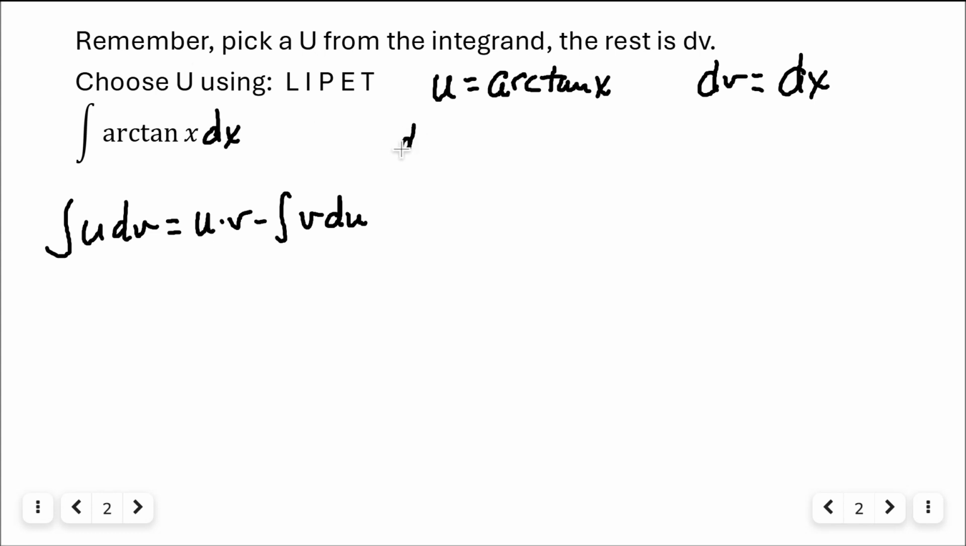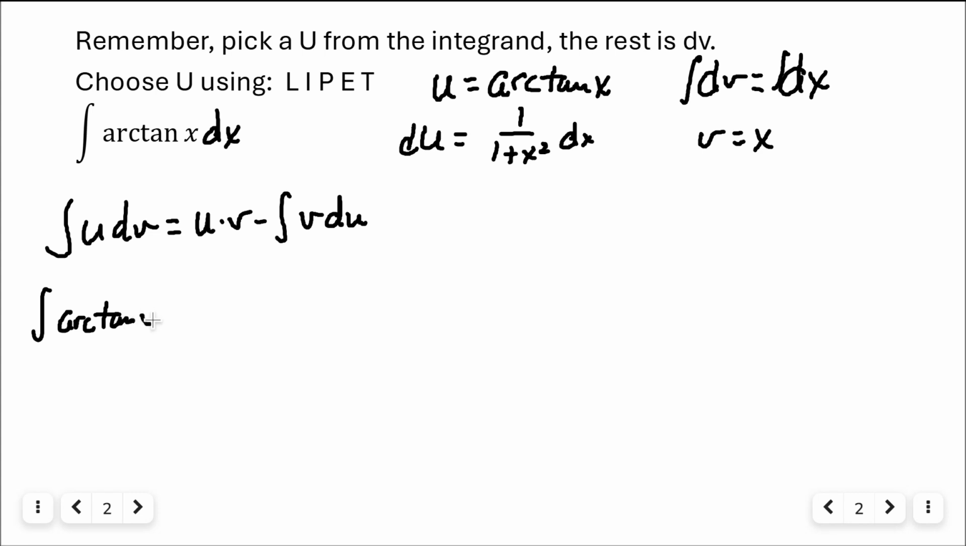So we're going to differentiate u. The derivative of arctan x is 1 over 1 plus x squared dx. And then we're going to integrate dv. The integral of dv is v, and the integral of dx is x. Okay, all right, so then let's go from here. So the integral of arctan x dx is uv. So that's x arctan x minus the integral of v, which is x, du. So that's going to be x over 1 plus x squared dx.